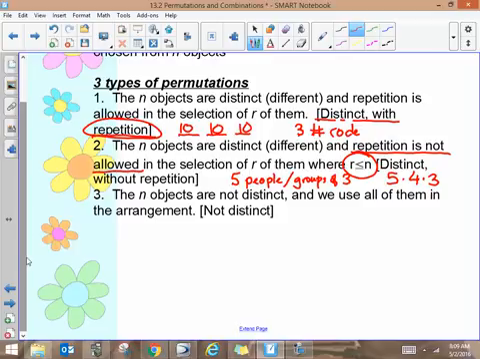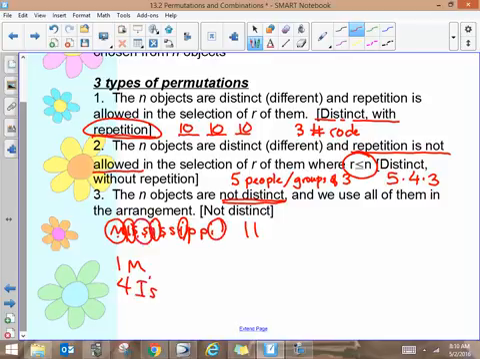And 3 is probably the weirdest. The n objects are not distinct, and we use all of them in the arrangement. This is going to be like, let's look at the word Mississippi. M-I-S-S-I-S-S-I-P-P-I. How many letters is that? 1, 2, 3, 4, 5, 6, 7, 8, 9, 10. 10 letters. Oh, there's another P-P-I, yes there is. So there's 11 letters, but there are a lot of repeats. They're not distinct, they're the same. We got 1 M, we got 4 I's, 4 S's, and 2 P's. We'll come back to that, but those are the 3 different kinds we have.